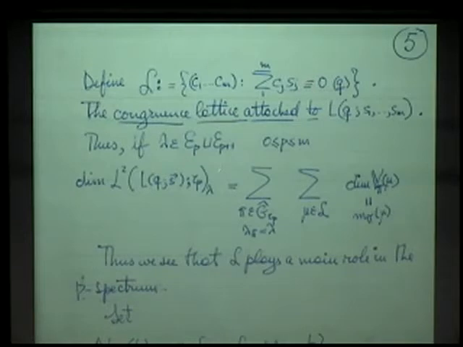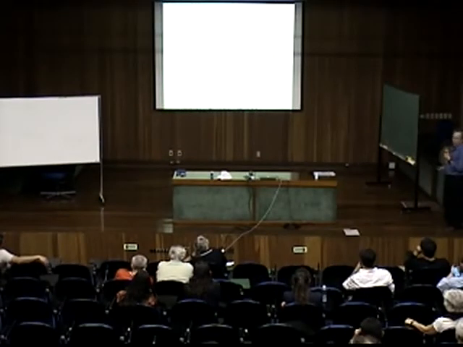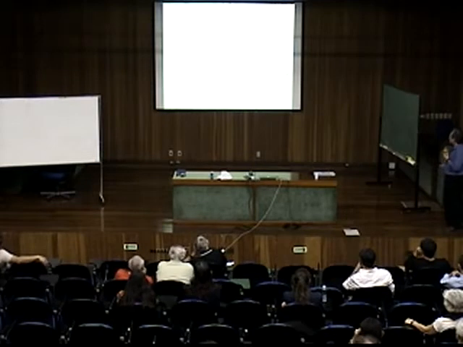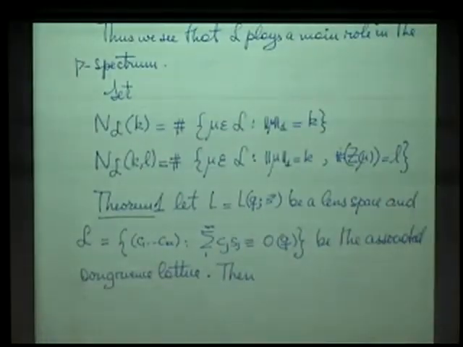For any eigenvalue, the dimension of the eigenspace now looks like that. It's the sum of the dimensions over the weights that are in the congruence lattice attached to the weight space. So this is where L appears. So L plays a main role in the p-spectrum. So now we will need these counting functions.